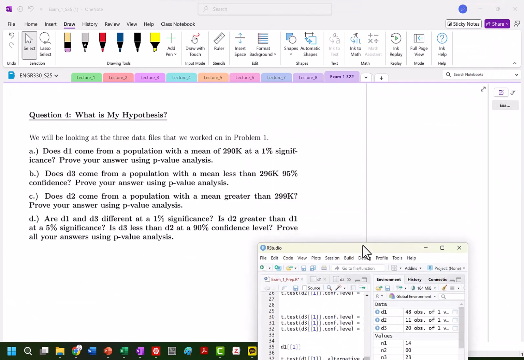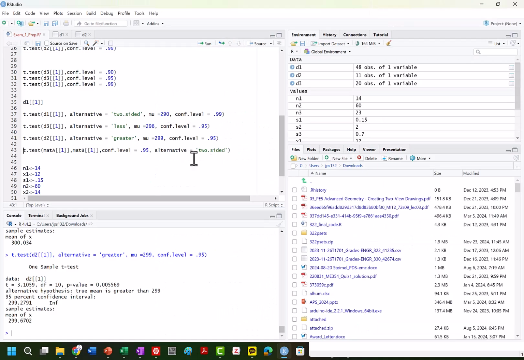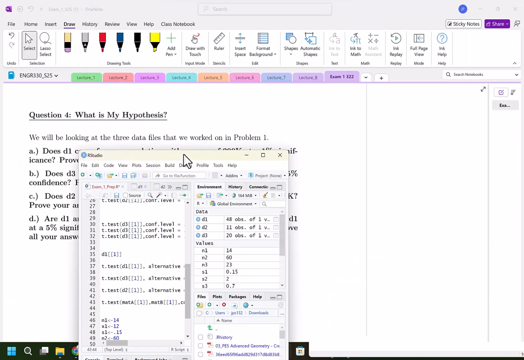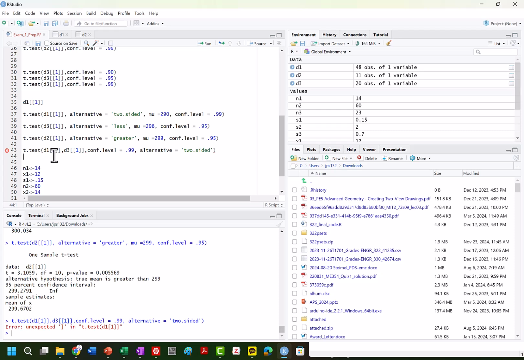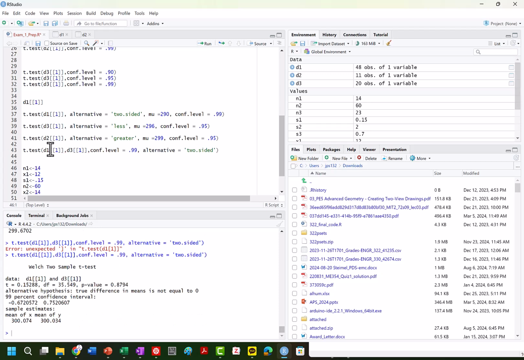Are D1 and D3 different at 1% significance? So, confidence level 0.99, D1 and D3, different. I need one more bracket here. If it's different, the p-value needs to be less than 0.005, and our p-value is much greater, so that is a do not reject.